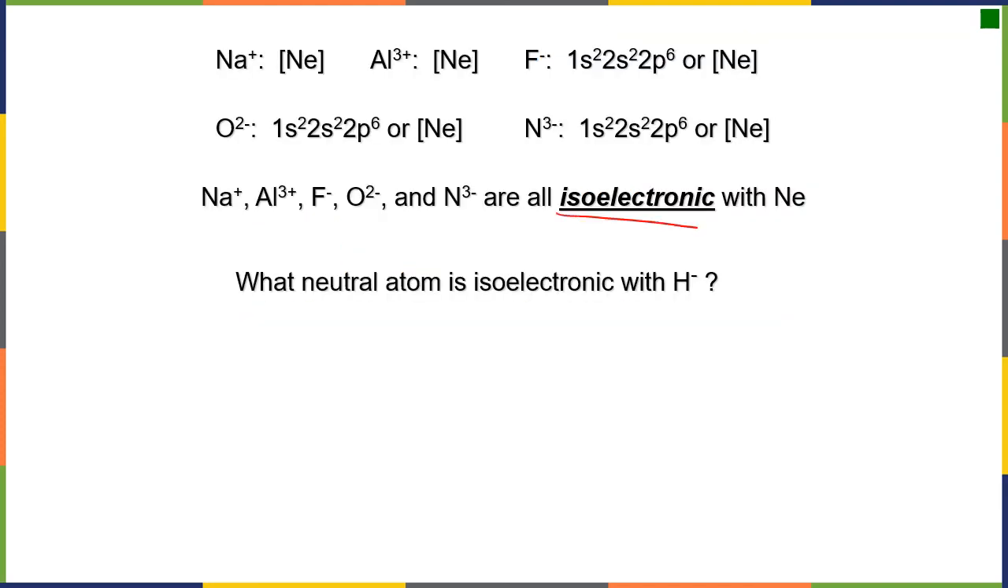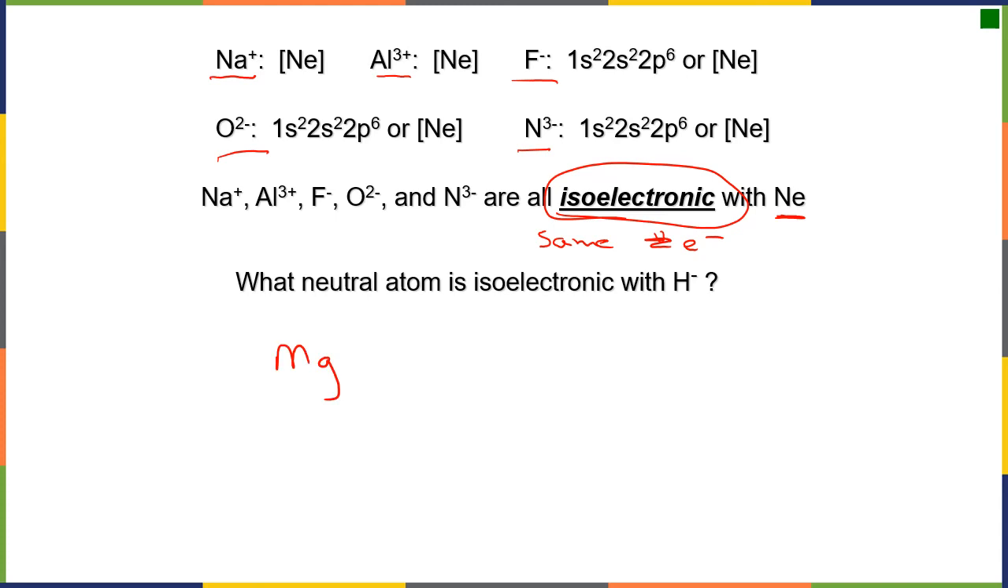So we have a series that we call isoelectronic. Iso means same, electronic means number of electrons. And if we ask ourselves, what is isoelectronic with neon? The answer is going to be sodium and aluminum, fluoride, oxide, and nitride. Why? Because they all have the same number. Hopefully, we could throw in magnesium.